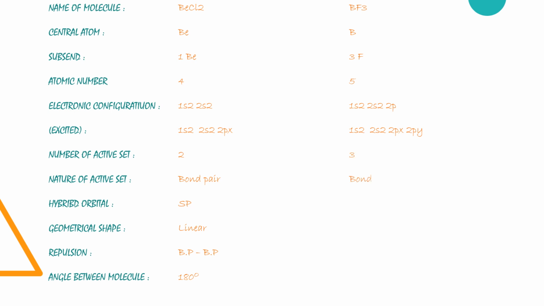After that, the number of active sets is 3. The nature of active set is bond pair. The hybrid orbital is sp2 as we have 1s and 2p. The shape would be trigonal planar because we have sp2 and in sp2 we always have the trigonal shape. The nature of repulsion is bond pair repulsion and the angle between the bonds is 120. There is no lone pair.